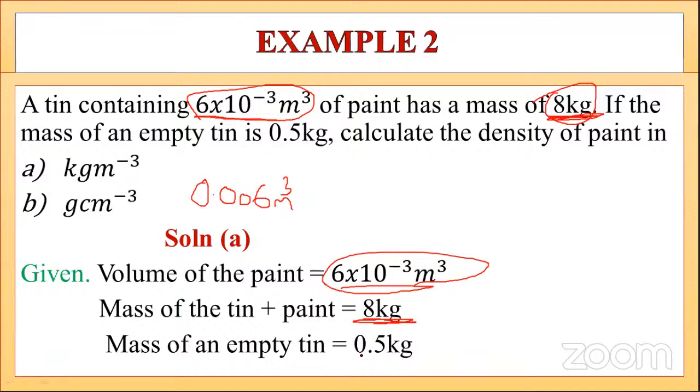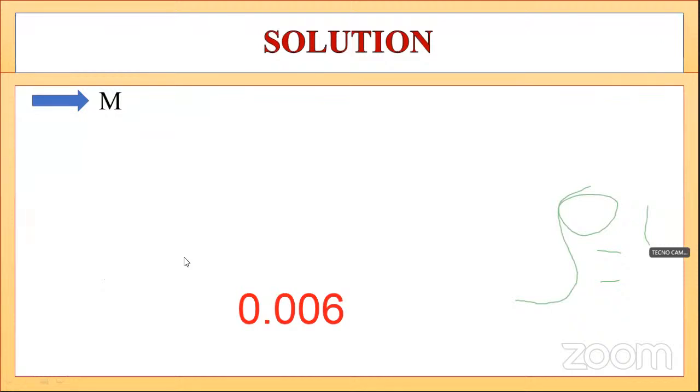Then an empty tin has a mass of 0.5. So this is the mass of the empty tin. So if I want the mass of the paint, it will be 8 minus 0.5. Is that okay? Which gives us 7.5.